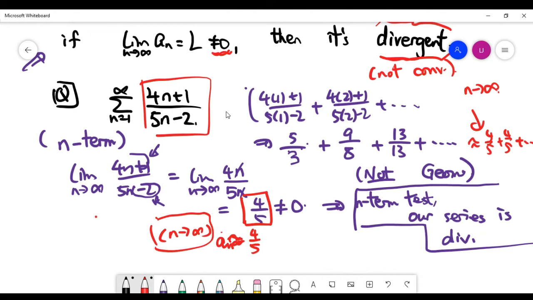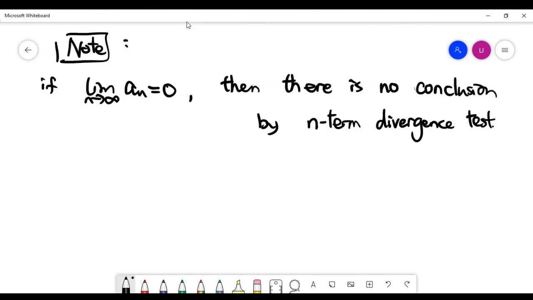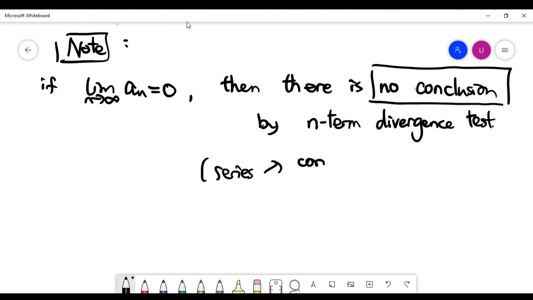And that's the reason why when the limit is non-zero, we expect that our series is actually divergent, but we'll add a note here. I would like to emphasize the other direction: when the limit is 0 for each term in the infinite series, there's no conclusion we can draw based on the nth-term test. So what does it mean for no conclusion? No conclusion means the series can be convergent, it can be divergent. We don't know the answer yet.